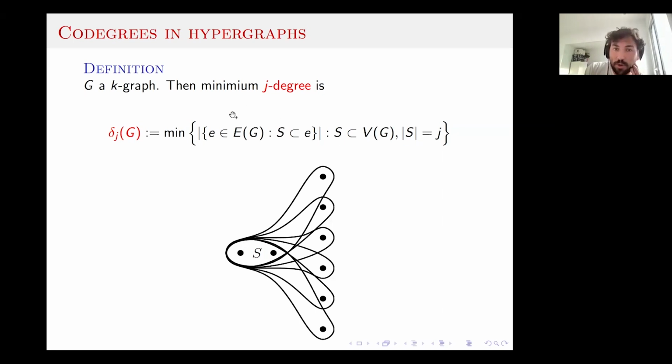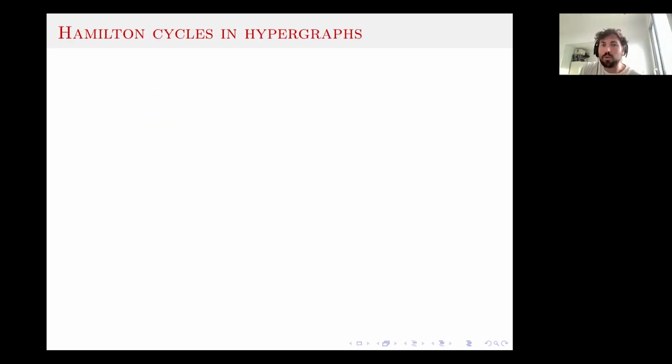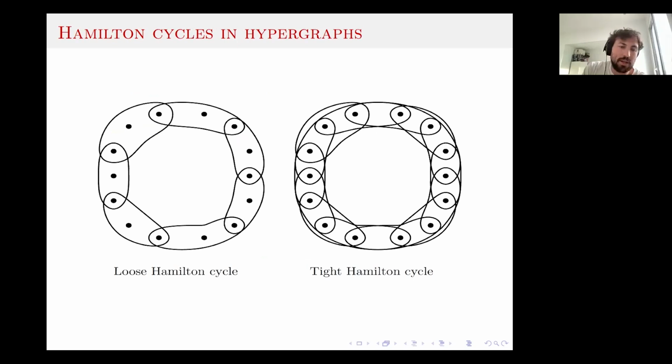In general, you look at sets of j vertices, count how many edges contain them, and take the minimum over all. If j is k-1, we often refer to this as co-degree. If j is 1, then people refer to this as vertex degree. So you have options for what type of degree you're interested in, but you also have options for what type of Hamilton cycle. Here's a picture again.